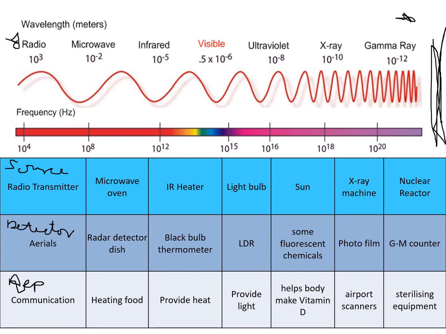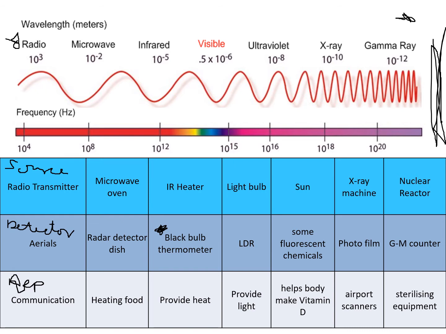So radio transmitter gives out radio waves. They're picked up by aerials and they're used for communication. So, for example, you listen to the radio for maybe the traffic news or the weather report. A microwave oven, so let's use a microwave that you use to heat up foods. In this case, it's detected by a radar detector dish and it's used for heating food. An infrared heater is detected by a black bulb thermometer, and this is a tricky one. This is the main one that the SQA would accept, and it provides heat.